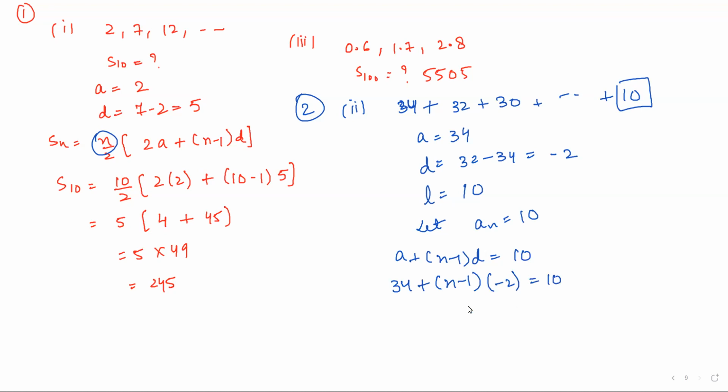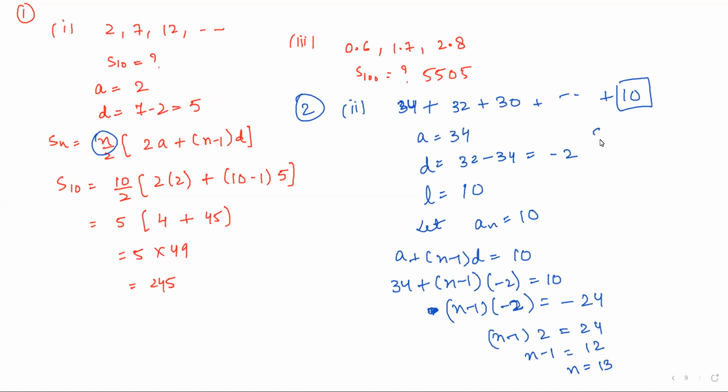It is 34, okay. n minus 1 into minus 2 is 10 minus 34, which is minus 24. So I can take the minus sign common from both sides. So only n minus 1 into 2 is equal to 24. So n minus 1 is equal to 12 and n is 12 plus 1, 13. So I have got my n.